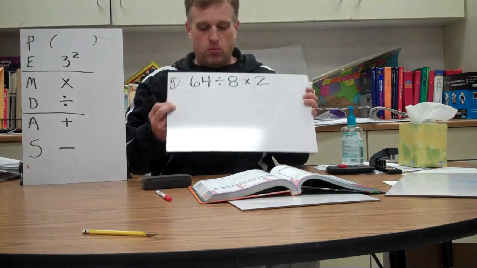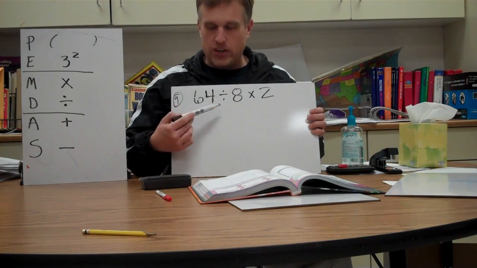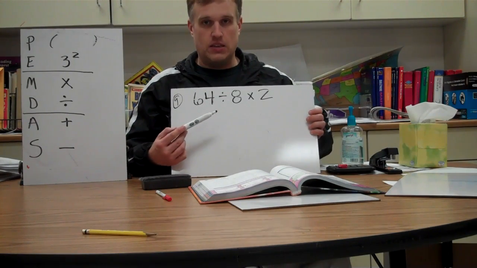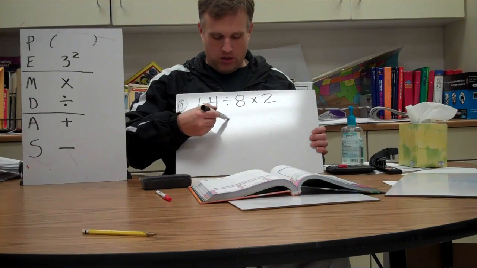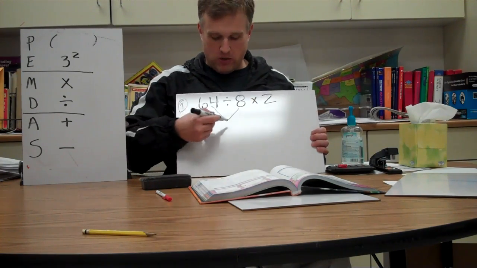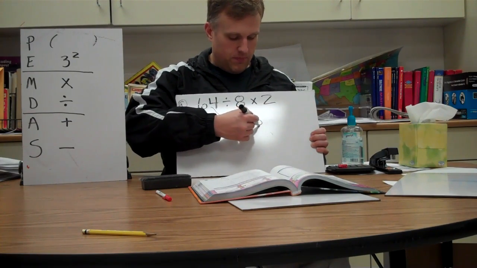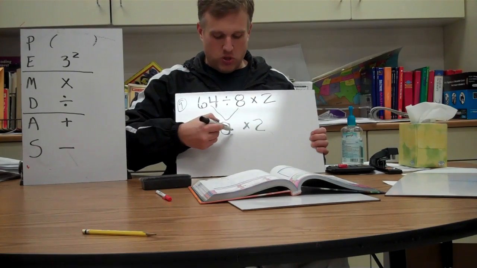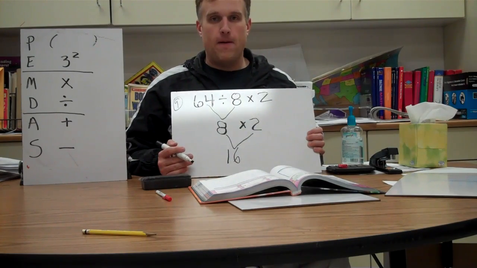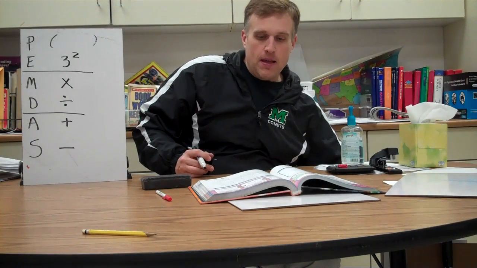Okay, this problem we have 64 divided by 8 times 2. So again, we have multiplication and division in this problem. We do whichever comes first, going left to right. Okay, so here we are going to do the division first. How many times can 8 go into 64? Okay, when you look at your matrix, that goes in 8 times. And then I rewrite the problem. So now I have 8 times 2, and 8 times 2 is 16. Okay, so that was number 9. So we just did number 7, 8, and 9.